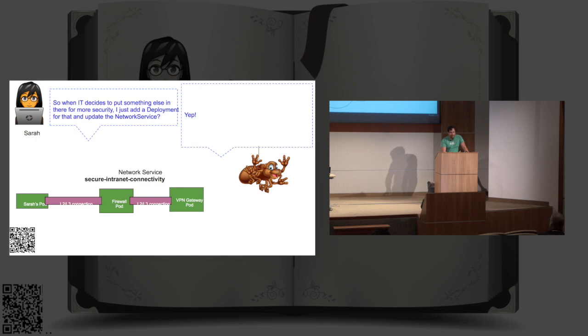So if IT decides to put something else, let's say they decide to put on a content filter or load balance across multiple VPN gateways, Sarah doesn't have to worry about any of that. The operator is able to create these as part of the network service and fix the wiring, and then Sarah will gain these properties as part of just connecting to secure internet connectivity.